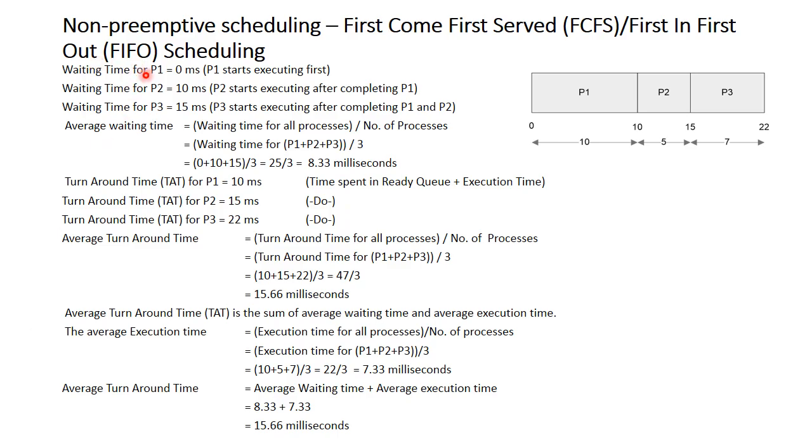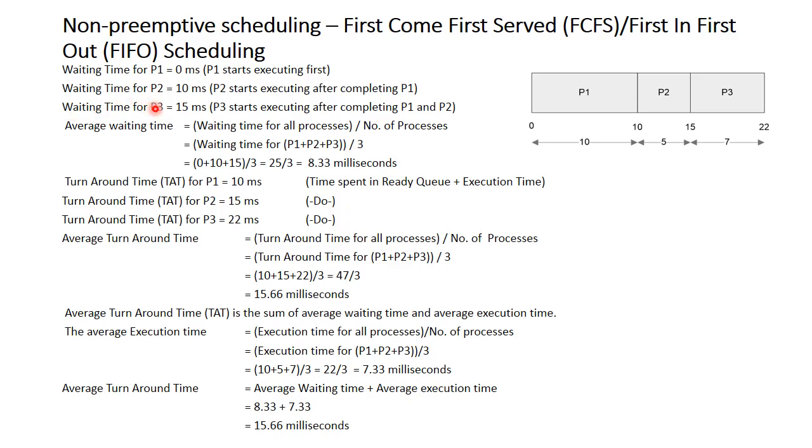The waiting time for P1 is 0 milliseconds because P1 starts executing first without any delay or waiting time in the ready queue, because it is made readily available to the processor. Waiting time for P2 is 10 milliseconds because P2 starts executing after completing P1, and 10 milliseconds is the time taken for the execution by the process P1.